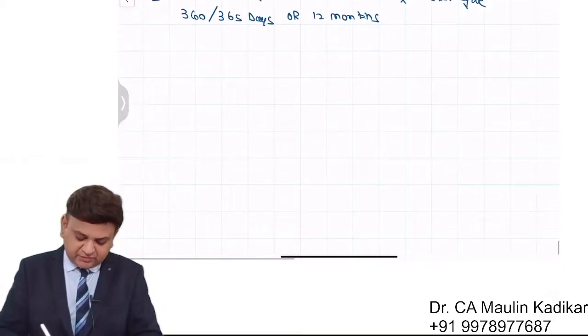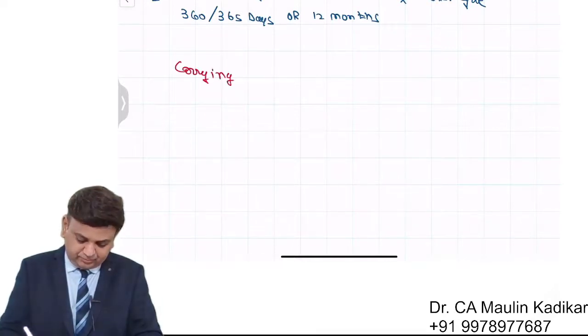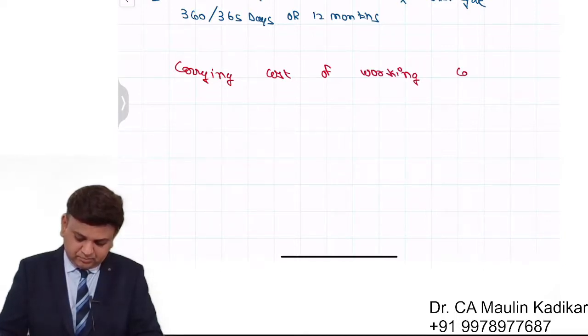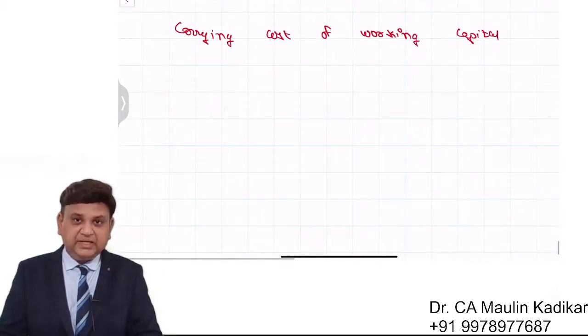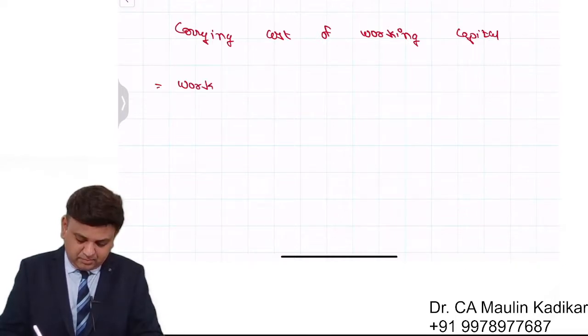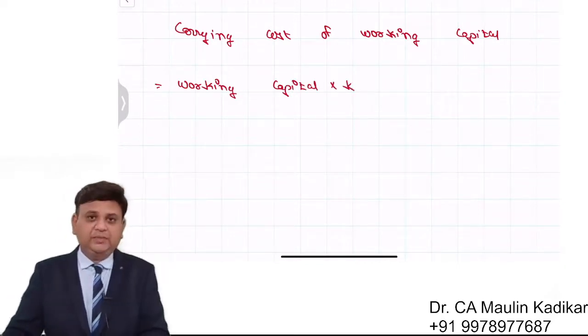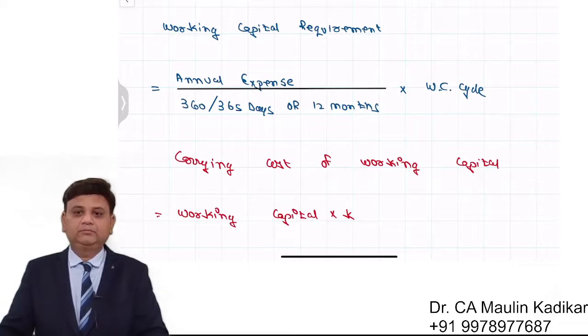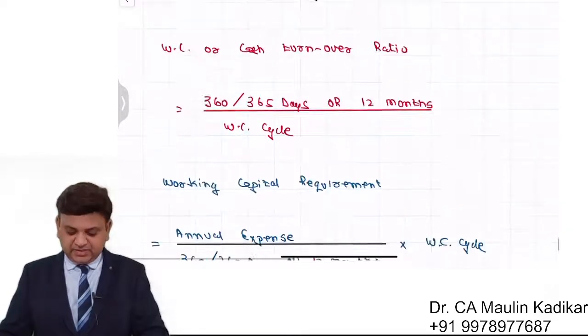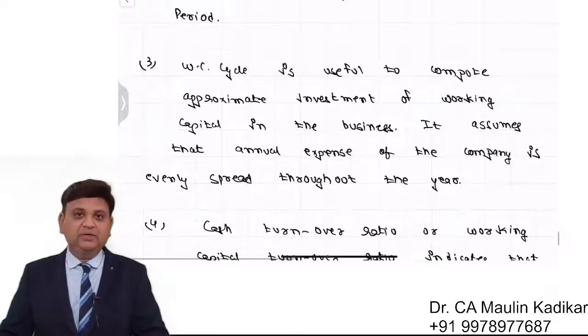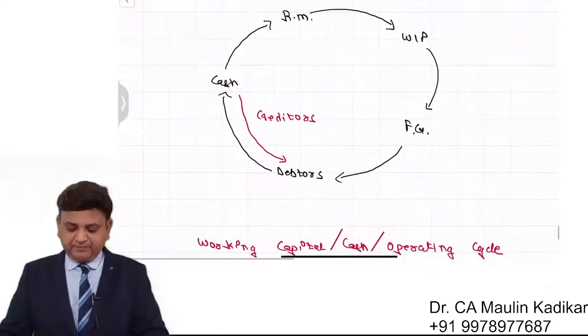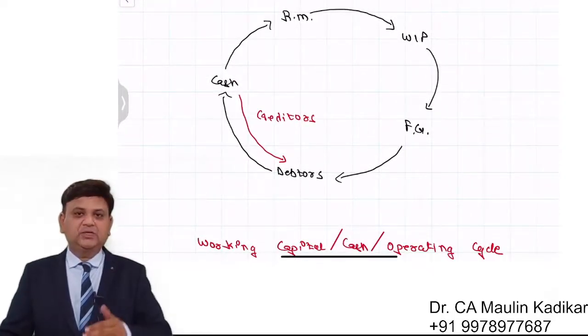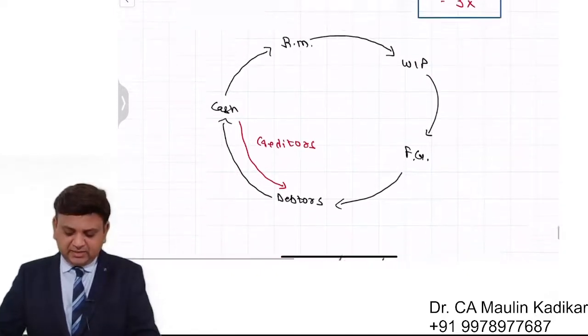Next is carrying cost of working capital. In that case, it is working capital into cost of capital. That is the way carrying cost of the working capital is found. Because working capital is the investment that you are going to make in the business forever. So into cost of capital will give annualized carrying cost. I request you to draw this diagram. In case of a theory question, if at all you draw this kind of diagram, that will improve the quality of your answer.